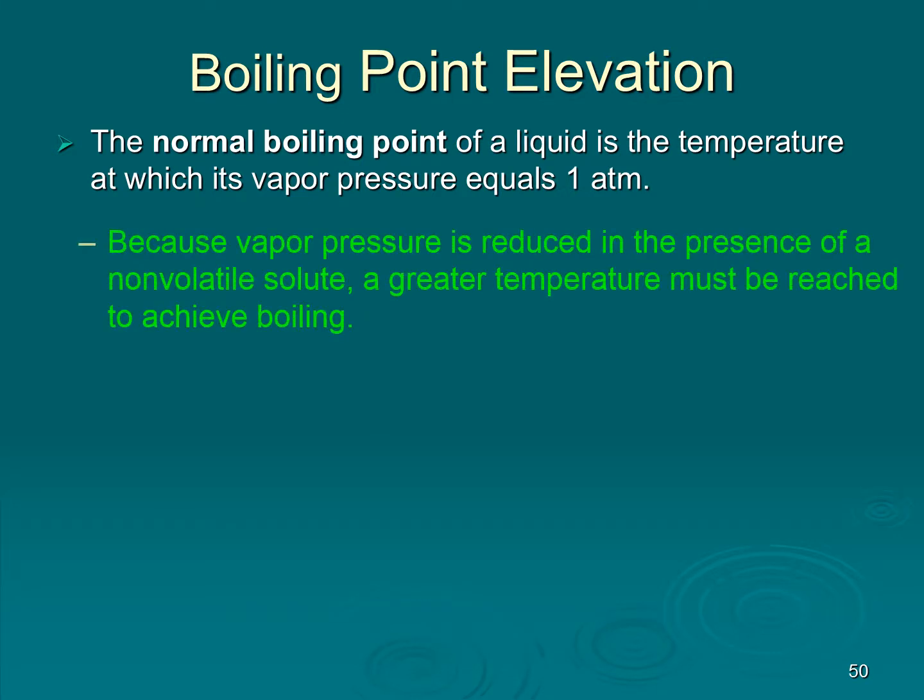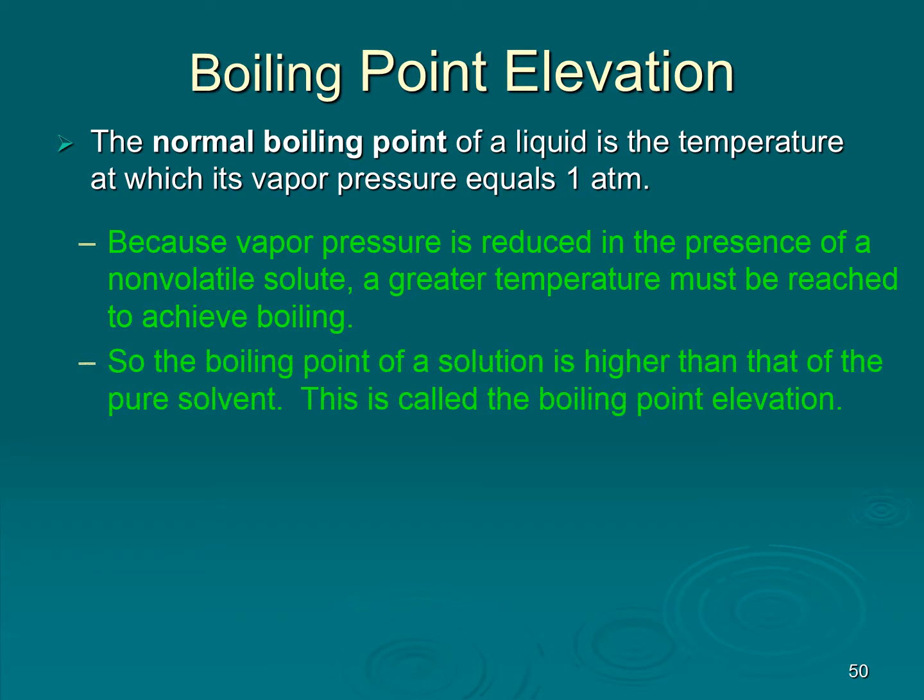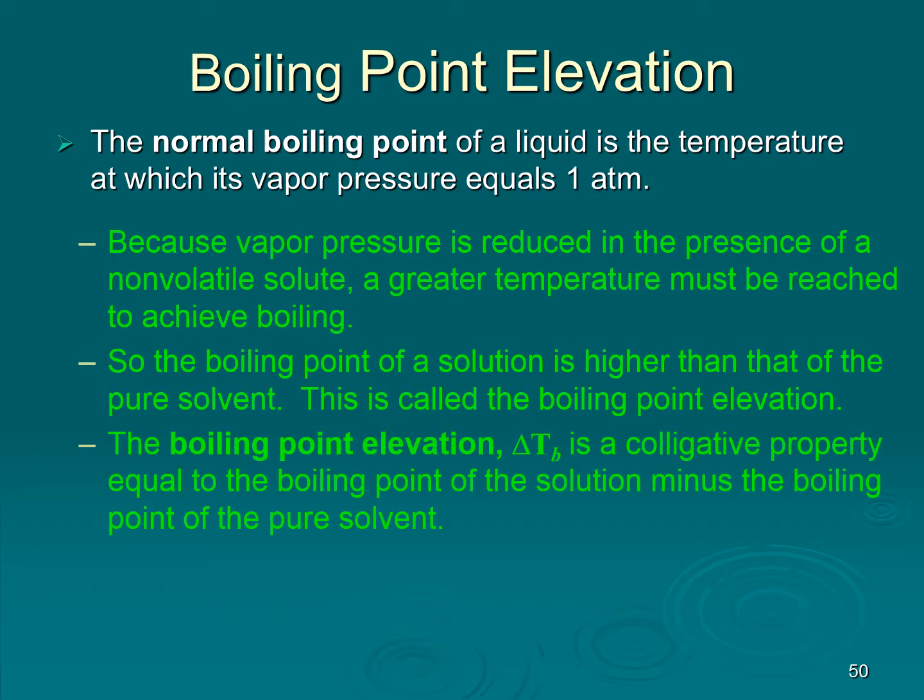Because vapor pressure is reduced, like we just talked about, the vapor pressure of a solution is lower. And so because the vapor pressure is lower, it's going to take a little bit more energy to reach 1 atmosphere. And so it will boil at just a little bit higher temperature. So the boiling point of the solution is higher than that of the pure solvent, and it's called the boiling point elevation.